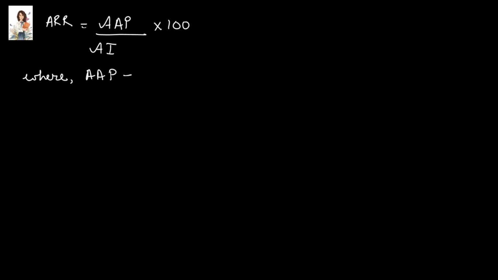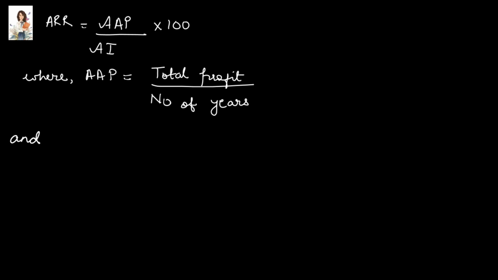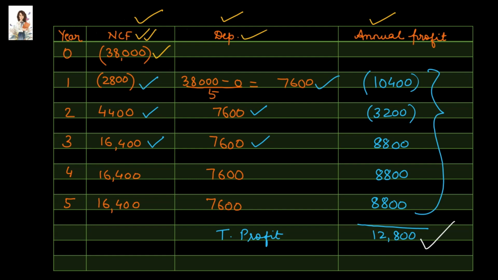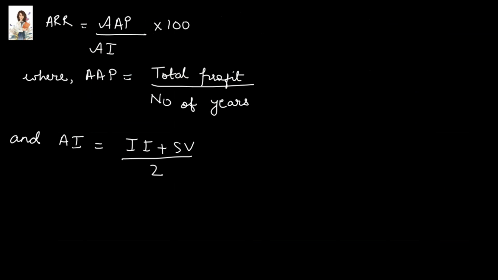We need to find out the ARR, which is average annual profit upon average investment into 100, where average annual profit is equal to total profit upon number of years and average investment is equal to initial investment plus scrap value upon 2. Total profit is 12,800. Number of years is 5. Therefore, average annual profit is equal to 12,800 upon 5.